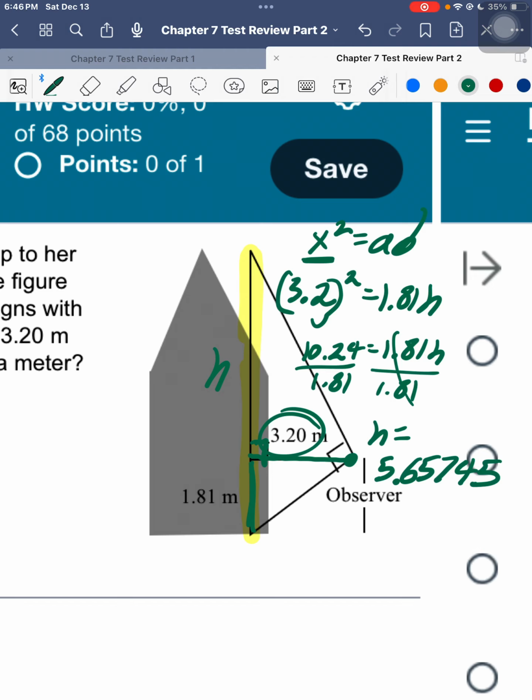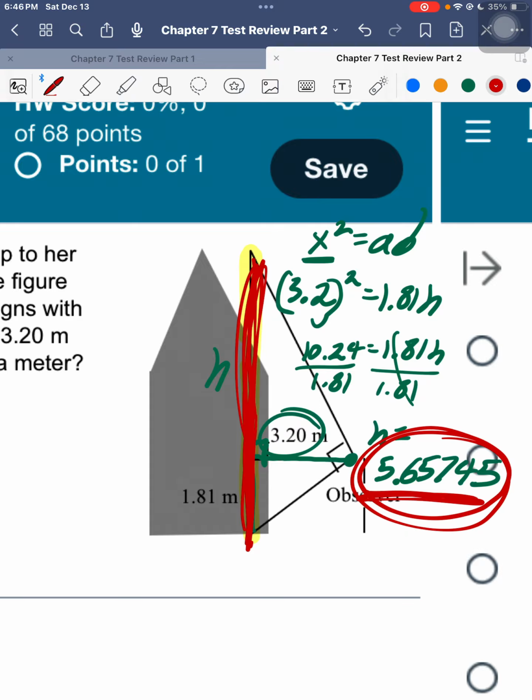Your final answer is what? I only know this value right here is this h. I want this h plus this 1.81. So I'm going to do this plus 1.81. And that is my answer.